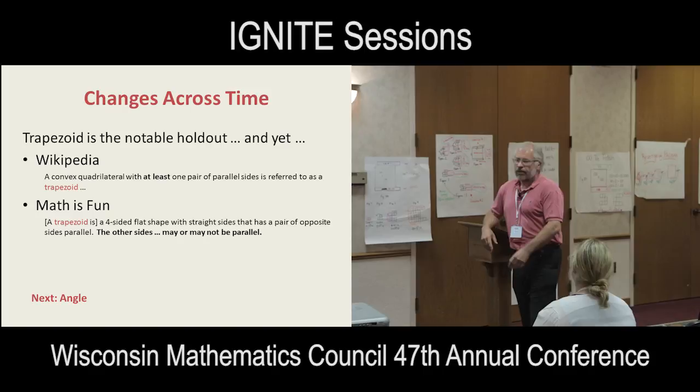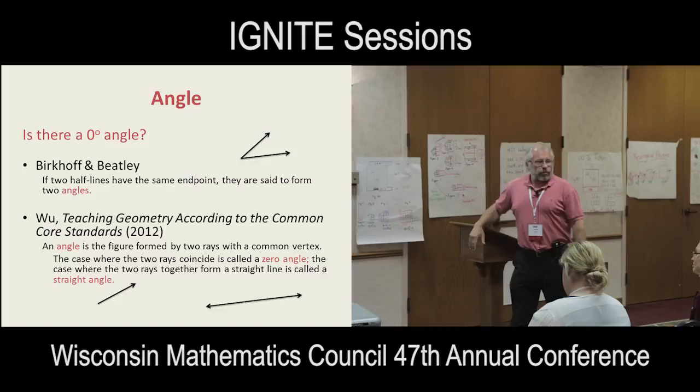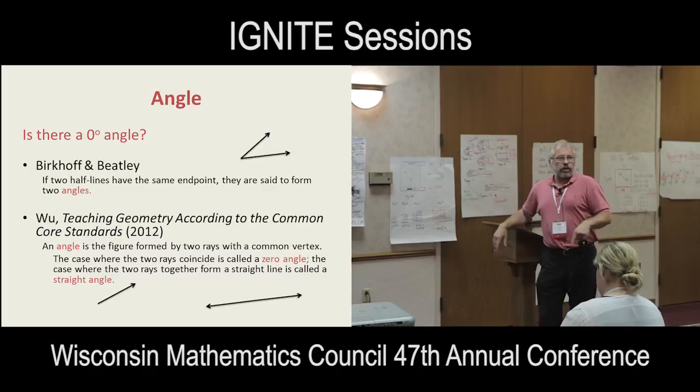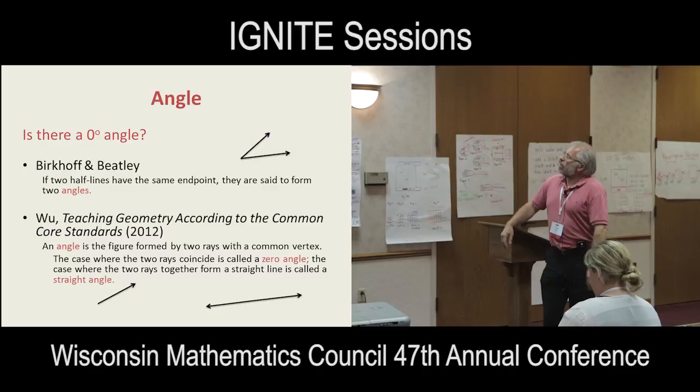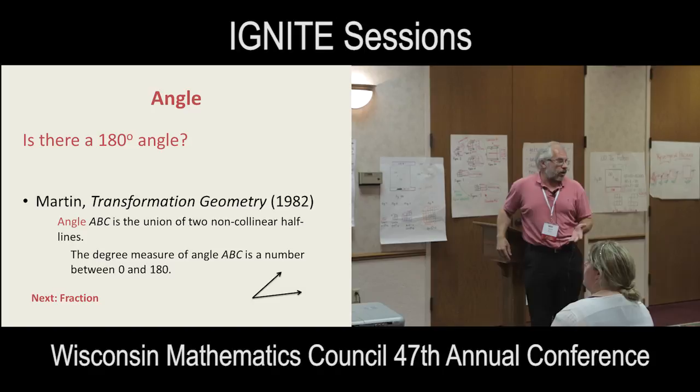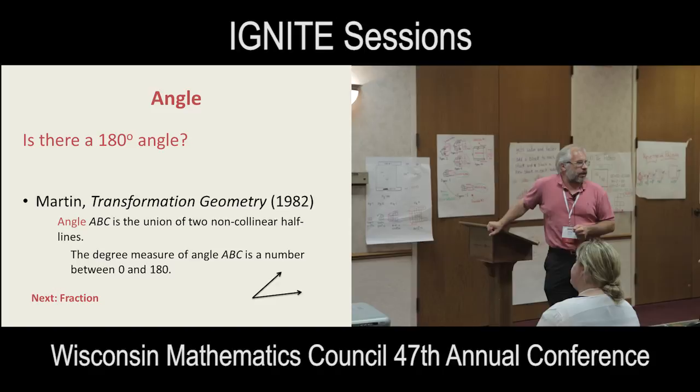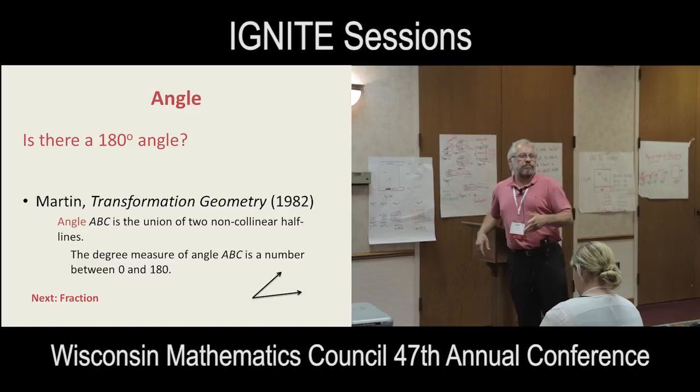My next example, angle, and this actually comes from a question that a teacher asked me a couple of years ago. Everybody pretty much agrees that an angle is formed with two rays or two half lines. The question really is, in your definition, do you allow the two rays to coincide so that you really only have one ray? Too many authors are ambiguous about this. Wu is one who's pretty clear that you are allowed to do that, but it's not the only answer. Here's an author who says you can't, and he doesn't even allow 180 degree angles either. Is there a 0 degree angle? It depends on your definition of angle.